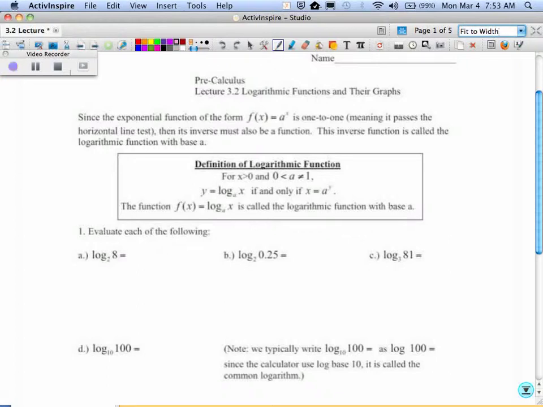Remember at the beginning here, it's talking about the exponential function would pass the horizontal line test. So it's 1 to 1, which means we can go ahead and find its inverse, and we call that a logarithm. So your basic job is to be able to go back and forth. So let's call it log base b of some number is equal to y, let's say.